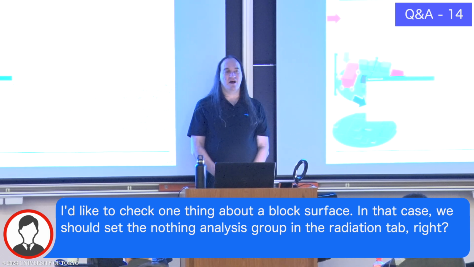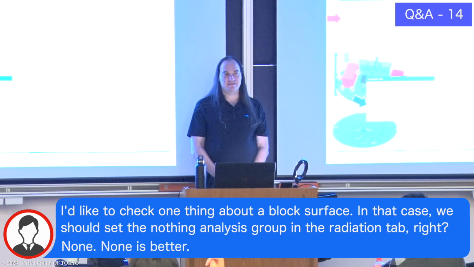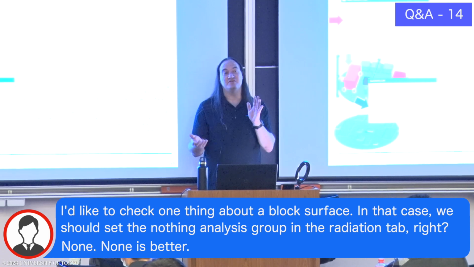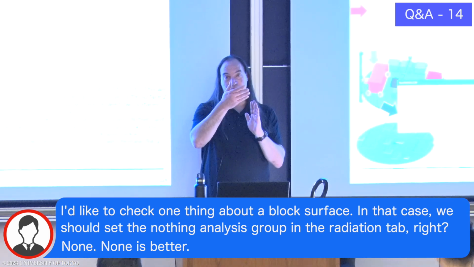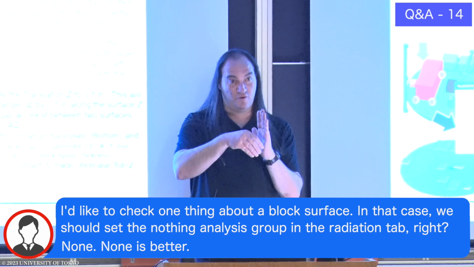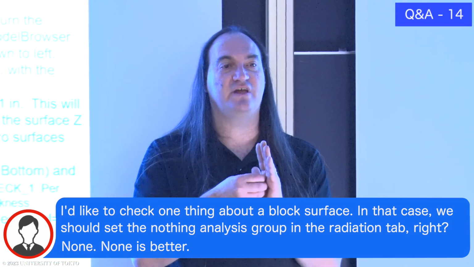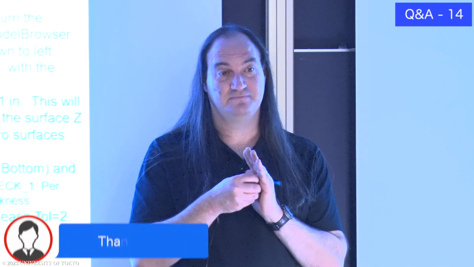You'd probably set none. Yeah. So not an analysis group, it wouldn't see it. It would be like it isn't there. None, it would participate in the radiation, so it could absorb, it could reflect, but it won't have any energy tallied and associated with the nodes assigned to the surface.